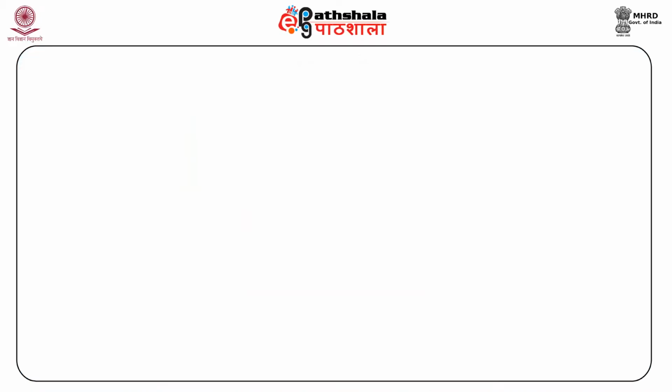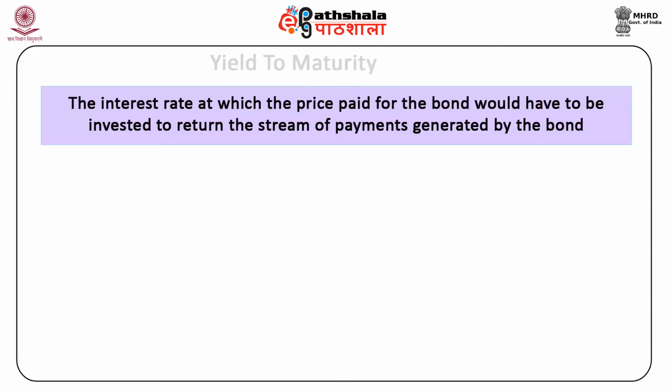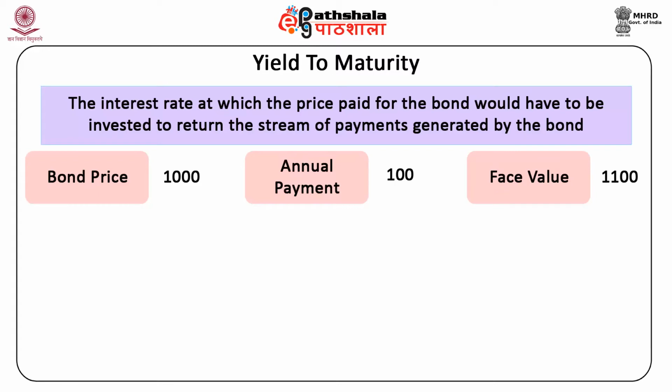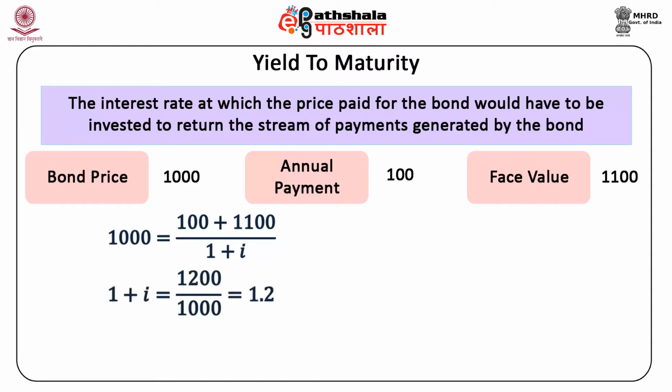Yield to maturity is the interest rate at which the price paid for the bond would have to be invested to return the stream of payments generated by the bond. For example, having paid 1000 rupees for the bond, in the following year you will receive an annual payment of 100 rupees and 1100 rupees face value. Thus, the yield to maturity on this bond is the interest rate I which satisfies the following condition. 1000 is equal to 100 plus 1100 upon 1 plus I, which implies 1 plus I is equal to 1200 upon 1000, which is equal to 1.2. Hence, yield to maturity for this bond is 20%.